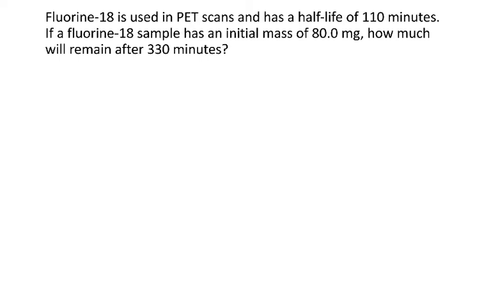So for those of you that are still here, in our first example, we're told that fluorine-18, used in PET scans, has a half-life of 110 minutes, and that the fluorine-18 sample has an initial mass of 80 milligrams. We want to know how much will remain after 330 minutes. Now, your textbook uses conversion factors to solve these problems, and that's a fine way to do it, but I find an easier way is to make a simple table. So that's what I'm going to do in all of these examples, and the tables I'm going to make look like what I have on the next slide.